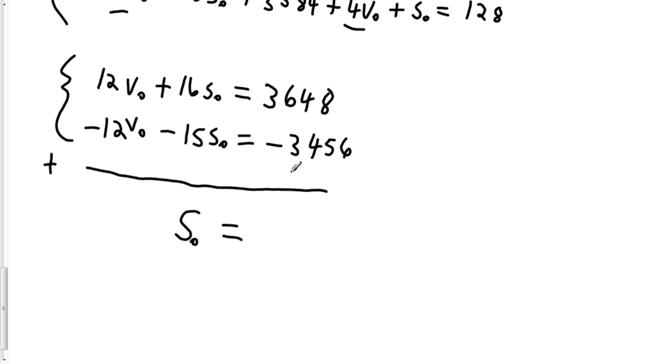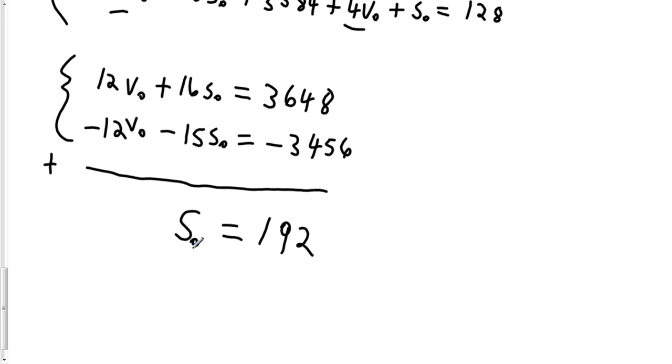And it's going to equal 3,648 minus 3,456, which is 192. So I have my initial height. This thing was launched from a height of 192 feet. This is the height or the position at time 0.